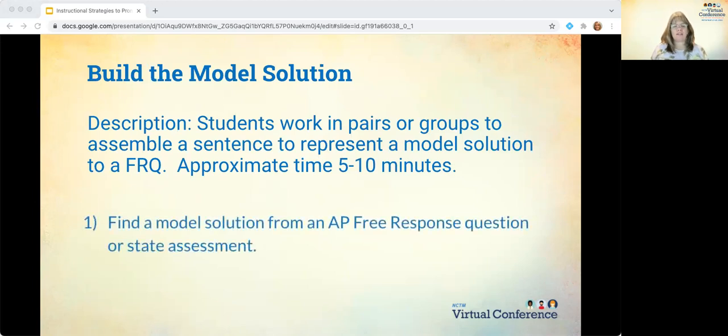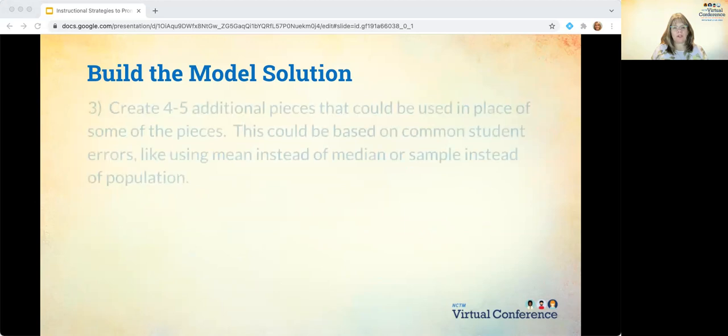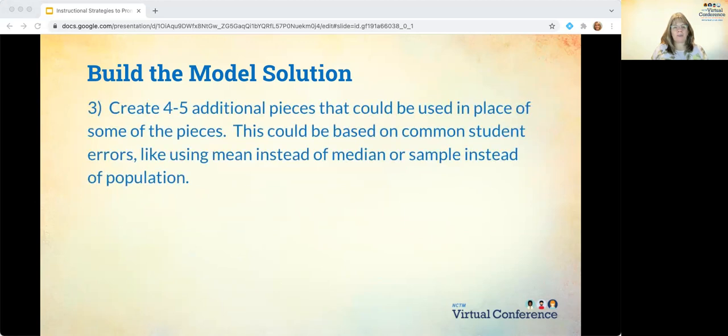First, you find a model solution from an AP free response question or from your state assessment. So what is it that you want the students to actually say in the model solution? And then you're going to split that sentence or 2 sentences into pieces of 4 to 5 words in length. Then you're going to create 4 to 5 additional pieces that could be used in place of some of the pieces. These could be based on common student errors, like using mean instead of median or sample instead of population.